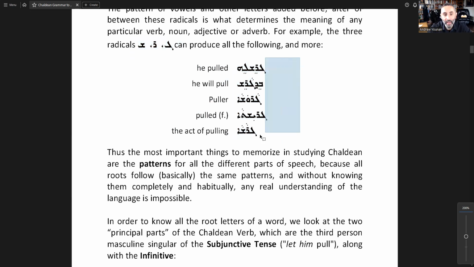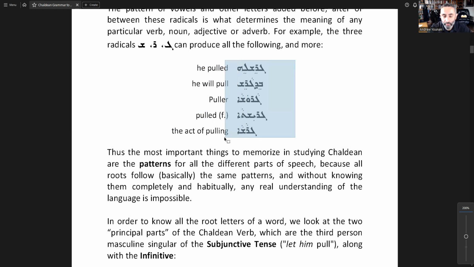You can take any 3-letter root of any word and plug it into this pattern, and it's going to mean the same idea, but with that root. So if you take the root to kill, the word to kill is qtal, qut, tayth, and lamad. If you plug it into the same pattern, qtal means he killed. Bid qatal, he will kill. Qatola means killer. Qtalta means someone who was killed, a woman who was killed. Qtala is the act of killing.